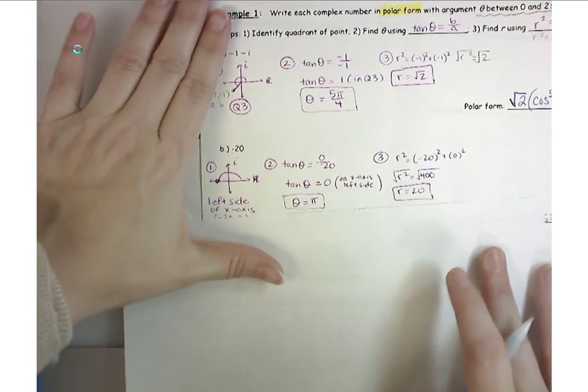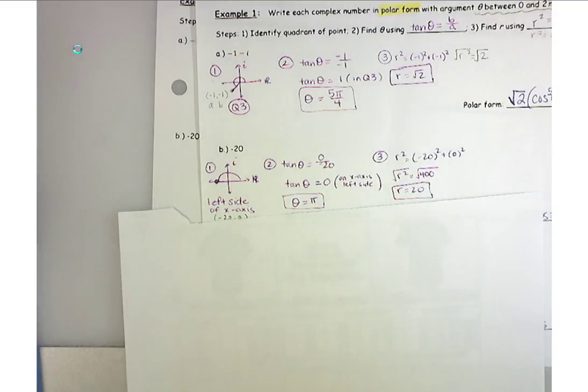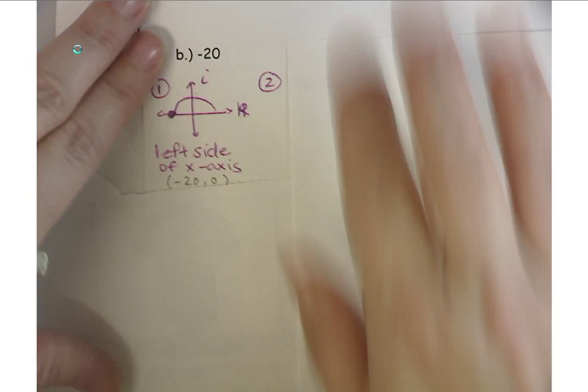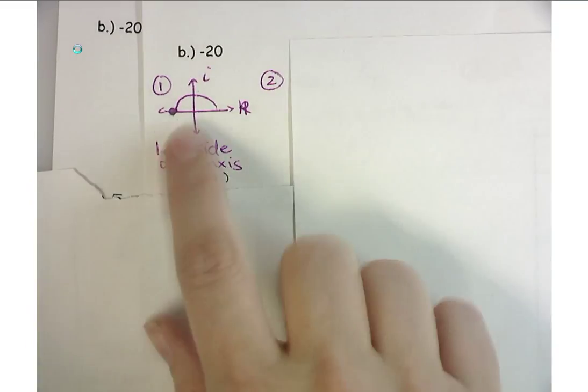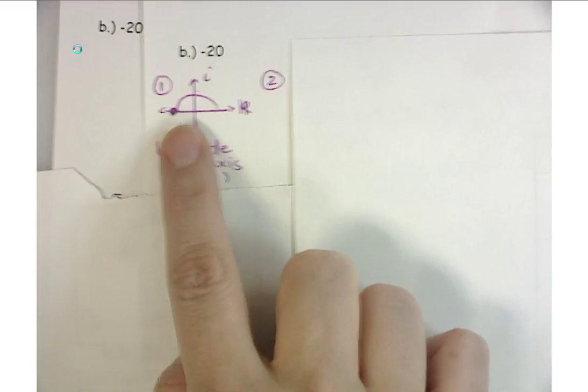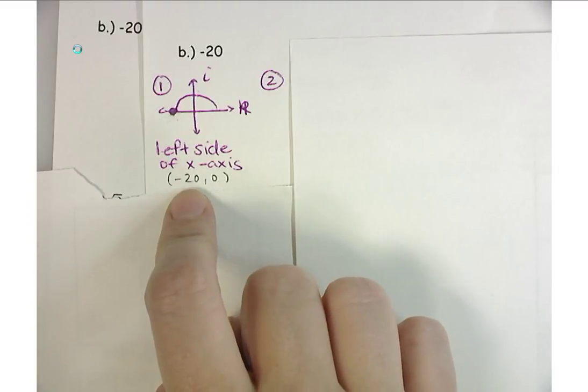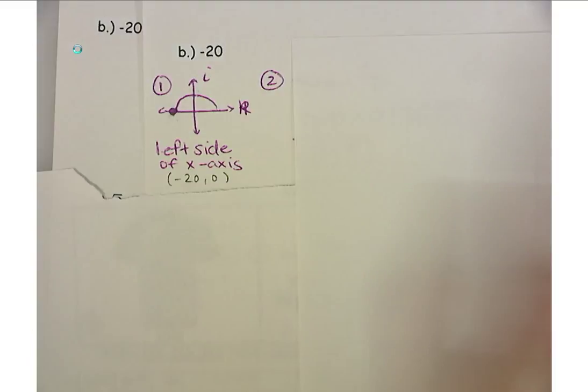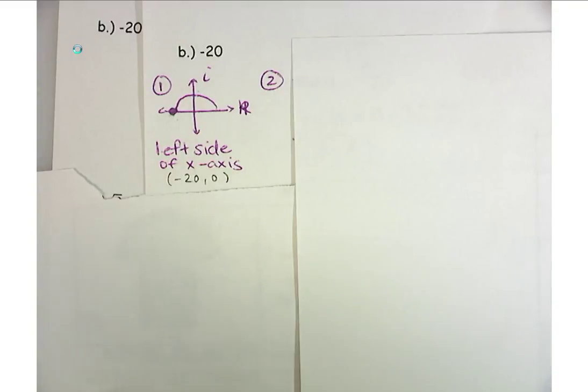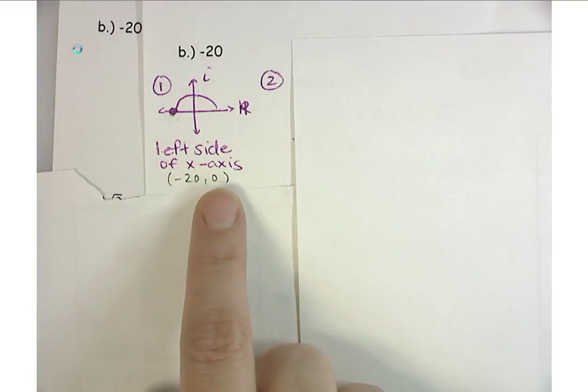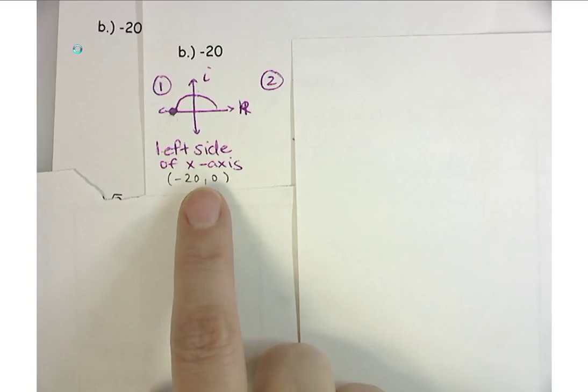Okay, so then when you graphed it, you should have got that it's on the left side of your x-axis. Okay, so didn't you plot your point here? Wouldn't this be negative 20, 0? It's on the left side. So it's not technically in a quadrant, but that's okay. When we go to step 2, where we're going to do our tangent, we're going to do the tangent of b over a. So I want you to set that up, the tangent of b over a.